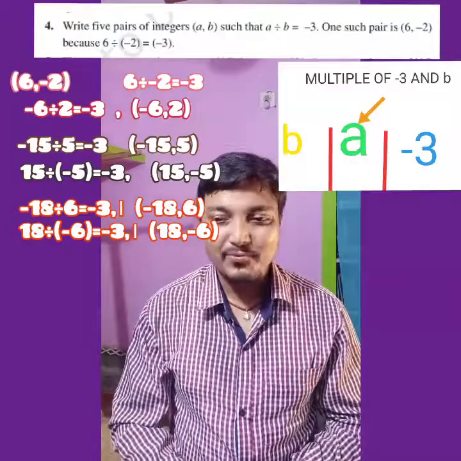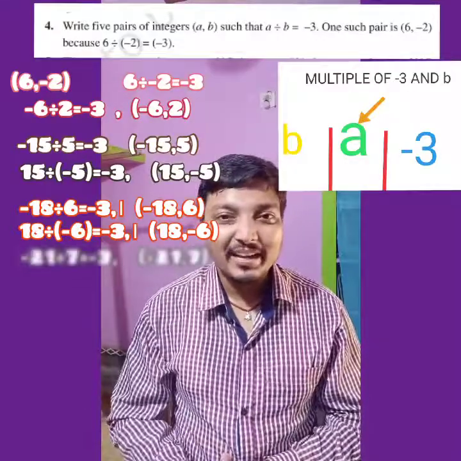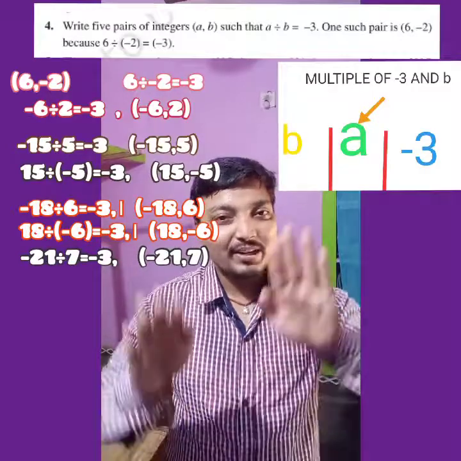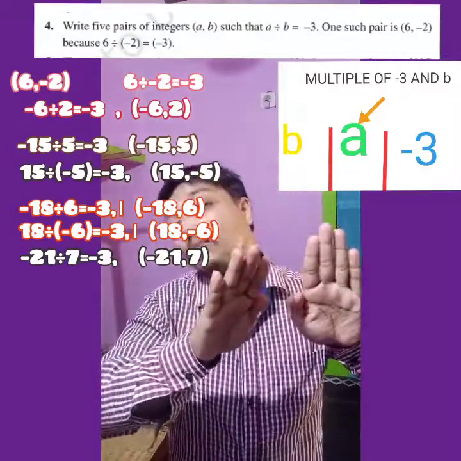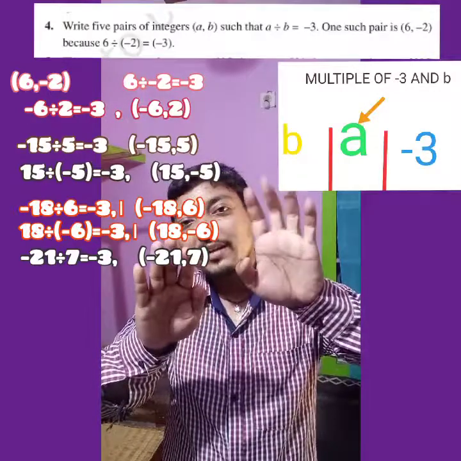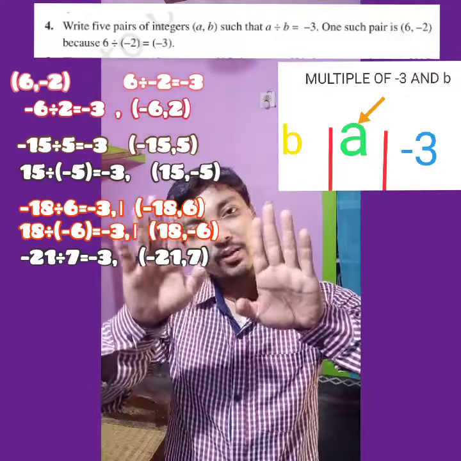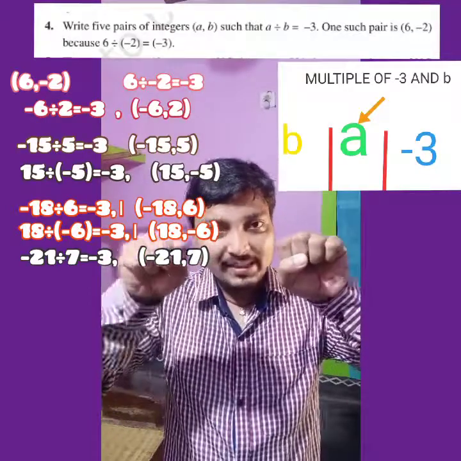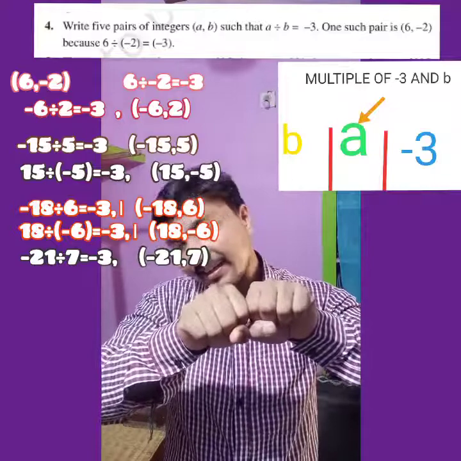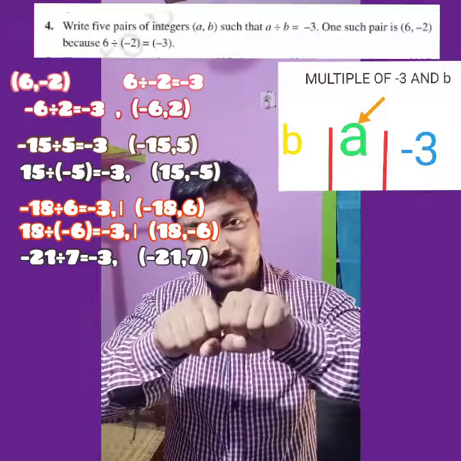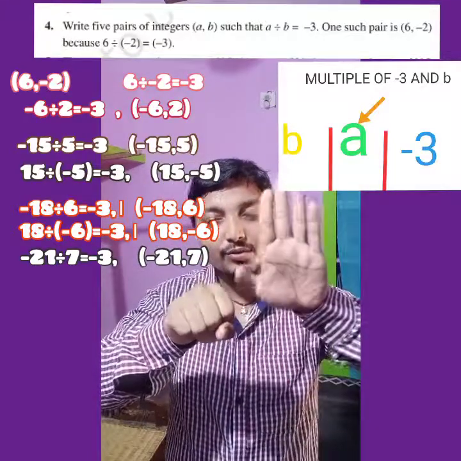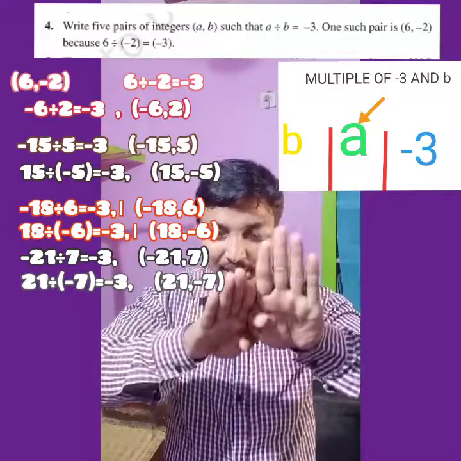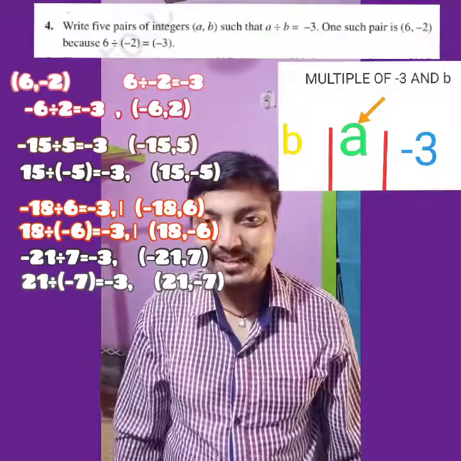Another example, if you want the multiples, 3 times 7 is 21. 21 is one of the multiples. So A is equal to 21. 21 divided by 7, the result is 3. But we want minus 3. It means either the first one is negative, otherwise the second one is negative. So minus 21 divided by 7, the result is minus 3. It means minus 21 and 7 is one pair of integers. Also 21 divided by minus 7, in that situation also the result is minus 3.